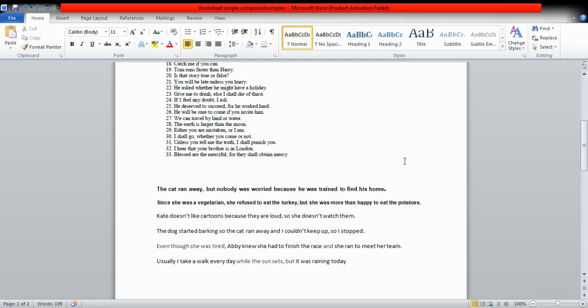Even though she was tired, subordinate clause, Abby knew she had to finish the race, independent clause, and she ran to meet her team, another independent clause. So two independent clauses are there, one subordinate clause is there, so it is a compound complex sentence.